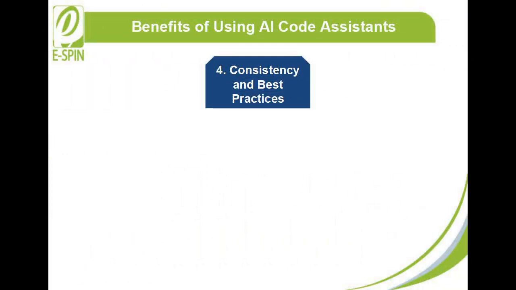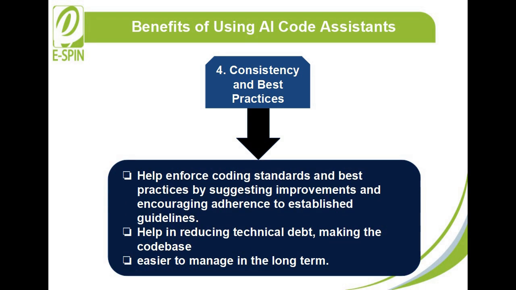Consistency and best practices. Maintaining a consistent code base is crucial for large projects, especially those with multiple contributors. AI code assistants help enforce coding standards and best practices by suggesting improvements and encouraging adherence to established guidelines. This ensures that the code remains uniform, readable, and maintainable across the entire project.